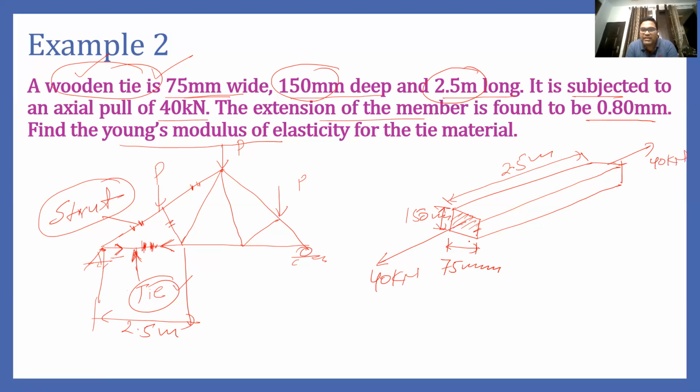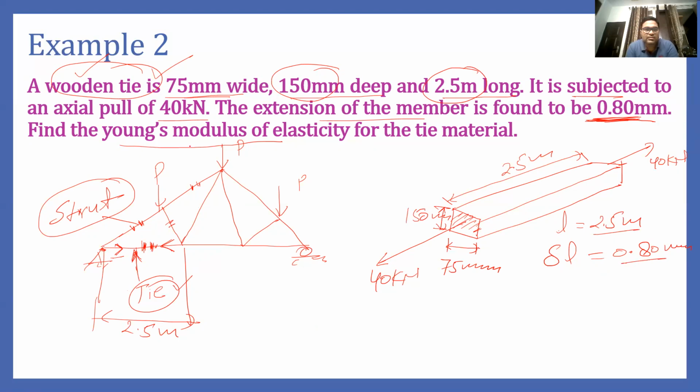Now, because of this axial pull, there is an extension of 0.8 mm. So the original length of this member is 2.5 meter, and the extension in this member, if I write this as delta L, is given, which is 0.80 mm. So the original length is given and the increase in length is also given.